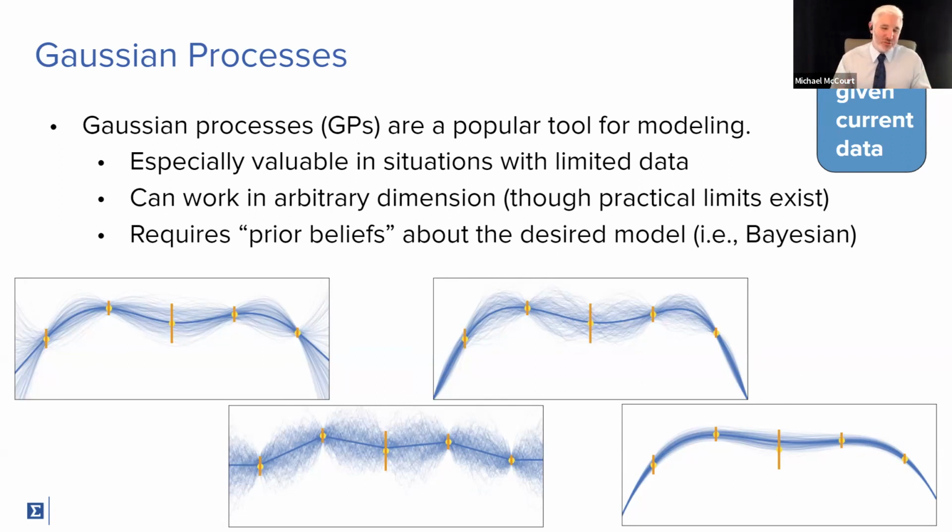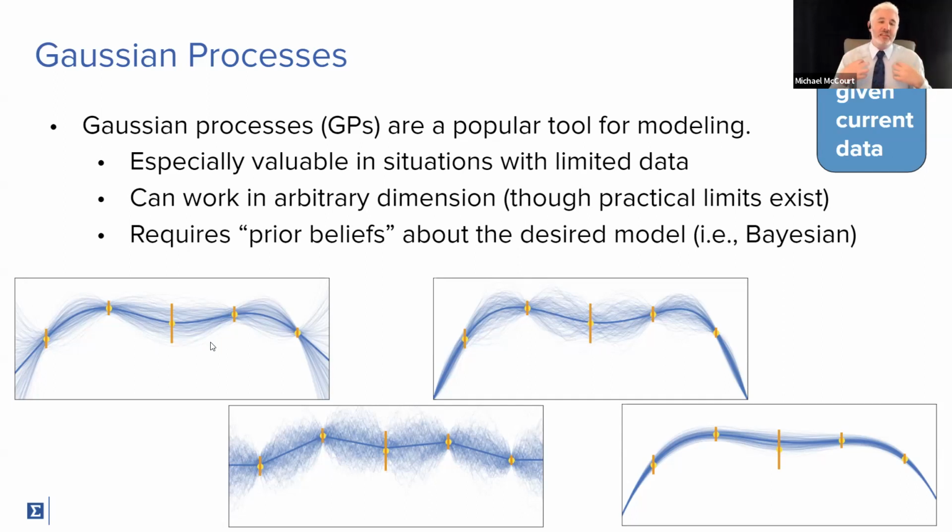You get past 100 too much, it's, in my opinion, others may disagree. They do require prior beliefs about the desired model. And the impact of those prior beliefs is the different models that you see listed here. Each of these different models has different prior beliefs about the covariance.